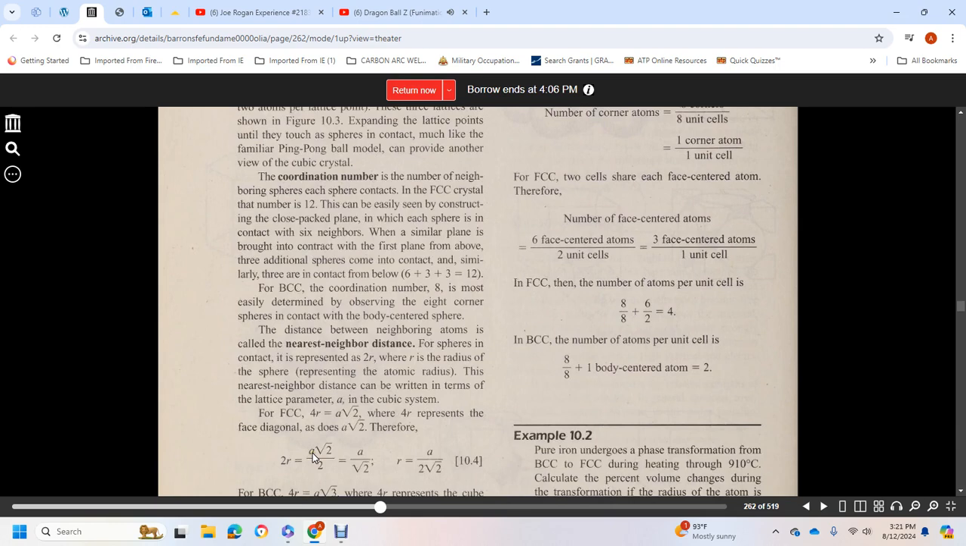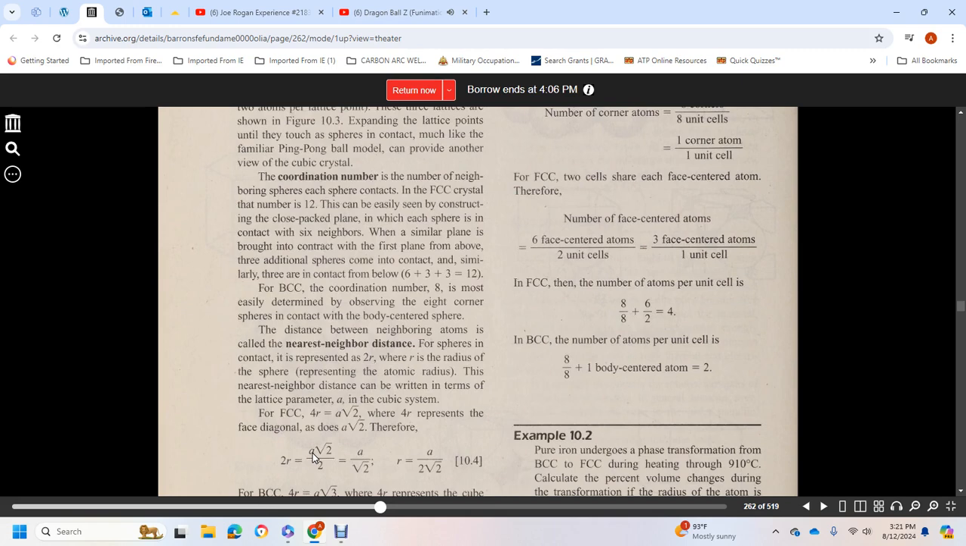Coordination number is the number of neighbor spheres that each sphere contacts. For the FCC crystal it is 12. This can easily be seen by constructing the close-packed plane in which each sphere is in contact with 6 neighbors. When a similar plane is brought into contact with the first plane from above, 3 additional spheres come into contact, with a similar 3 in contact from below. 6 plus 3 plus 3 is 12.